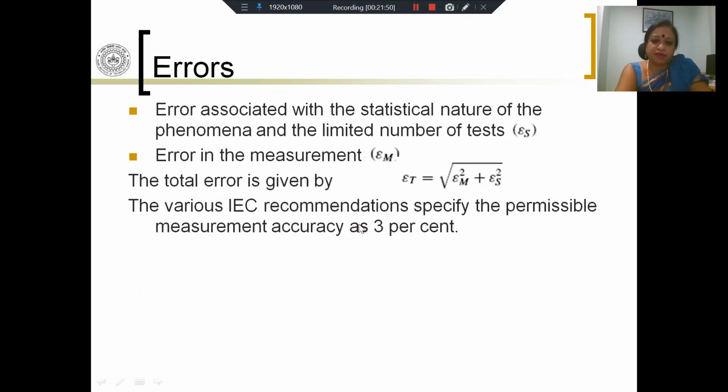There are, of course, certain errors associated with this kind of test. Errors associated are generally because, firstly, the phenomena that you're trying to understand is of a statistical nature, and you are performing only a limited number of tests, so you may not get the true picture by a small number of tests. And additionally, you might have error in measurement because of your diagnostic test setup. So the total error will be a sum total of any statistical error and any measurement error. The various IEC recommendations specify the permissible measurement accuracy to be 3%.